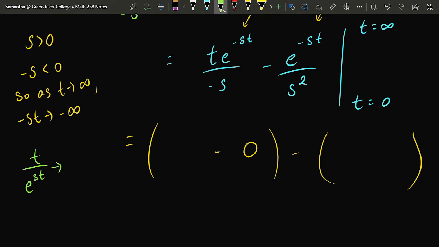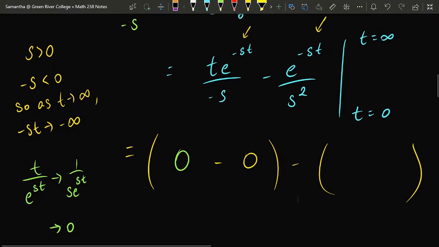Applying L'Hopital's rule says that you can look at the limit of the derivatives, 1 on the top and s e to the st on the bottom. Now because I'm raising e to larger and larger powers, the entire fraction is going to go to 0. So this is proof that as t goes to positive infinity, the first term here also is going to 0.